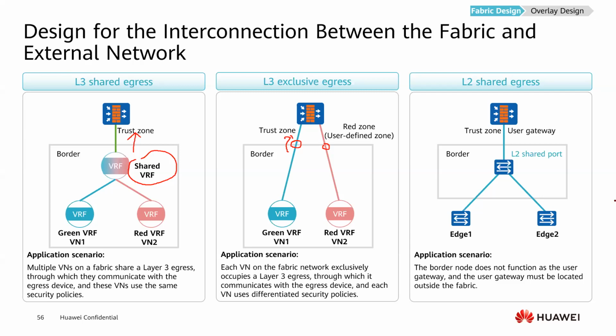This is our fabric network, the border, and the edge. If the gateway is outside of the fabric network, we will use the layer 2 shared egress. Sometimes we will use this scenario with PPPoE. If you use PPPoE to get authentication and get online, you will use the L2 shared egress mode.